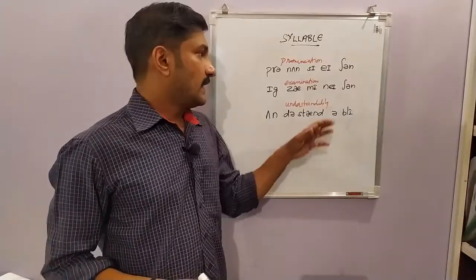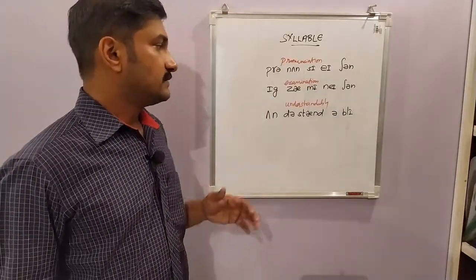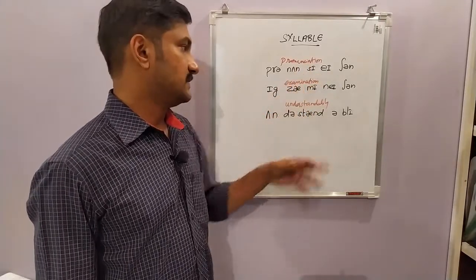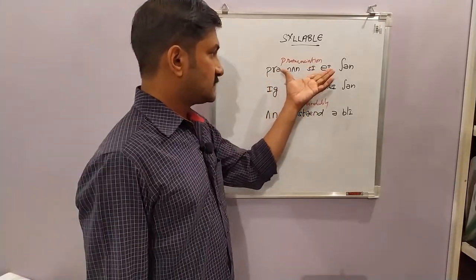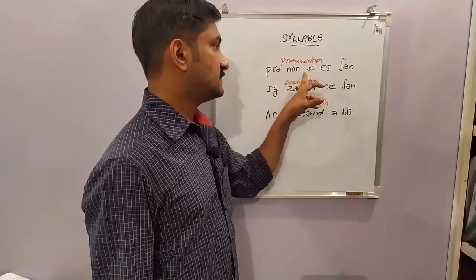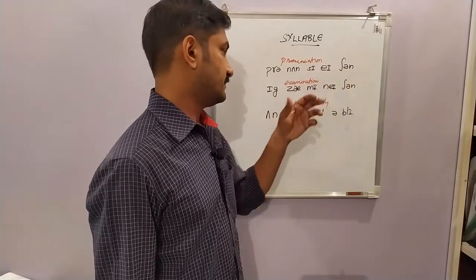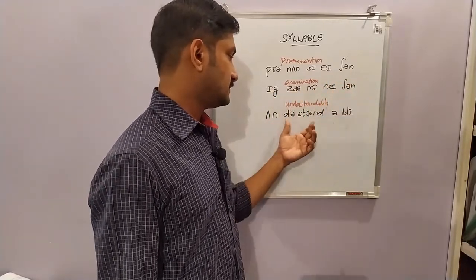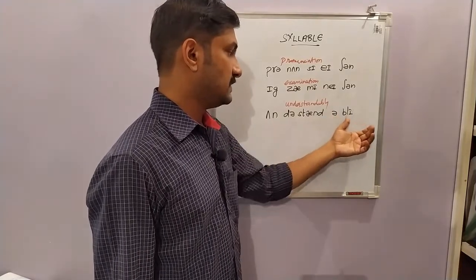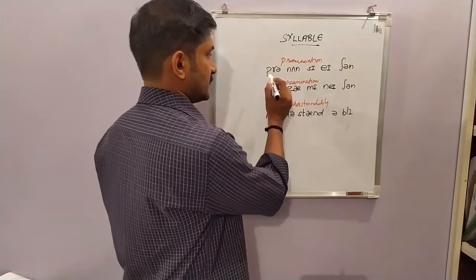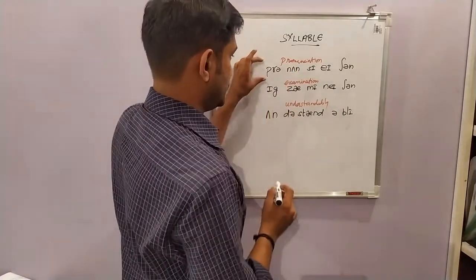Now we will try to analyze syllables. We have three words: pronunciation, examination, understandably. So how is each word divided into syllables: pronunciation, examination, understandably. When we analyze a syllable, we have the one syllable here, pr.